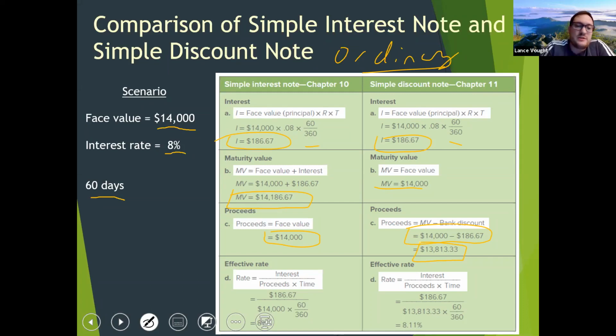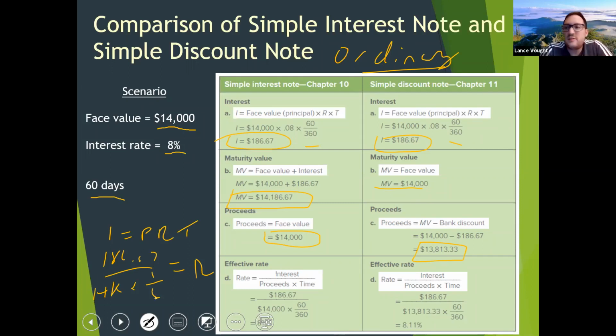But if we actually determine what the true interest rate is for these, for the simple interest note, it's going to be 8%. Because if you take our equation, our IPRT equation, and if P is 14,000 and I is 186.87, then to get R, we divide this by 14K times the 1/6, because 60 over 360 is 1/6, and you're left with 8%, which is what we would expect because the interest rate is 8%.